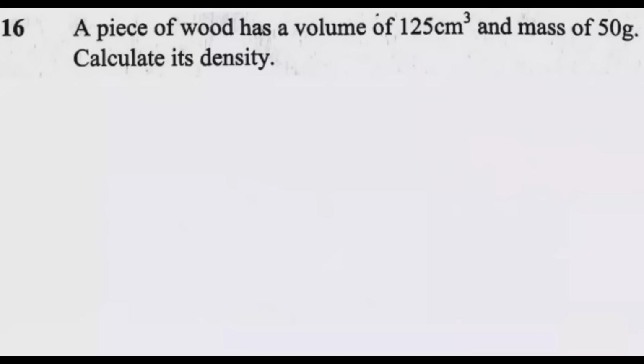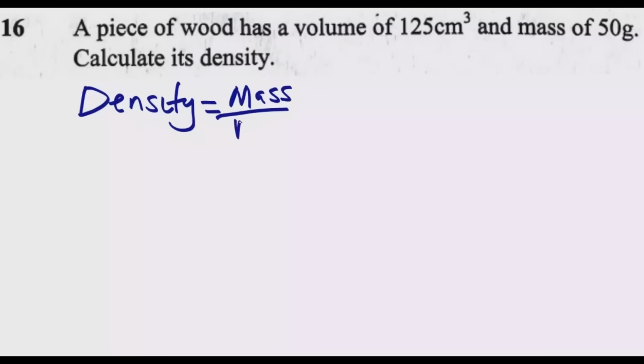Question 16. A piece of wood has a volume of 125 centimeter cubic and a mass of 50 grams. Calculate its density. Okay, so here we want to find density. So when you are calculating density, we use the formula which is density is equal to mass over volume.